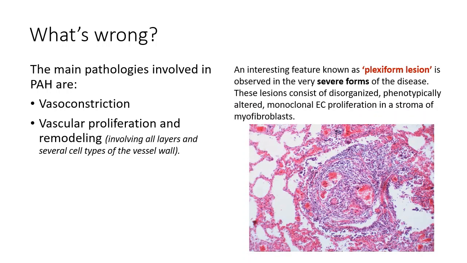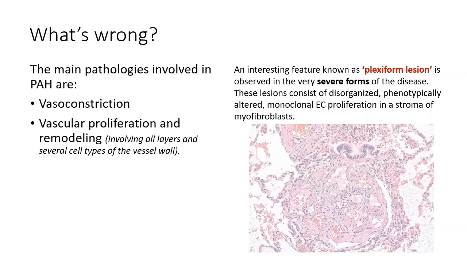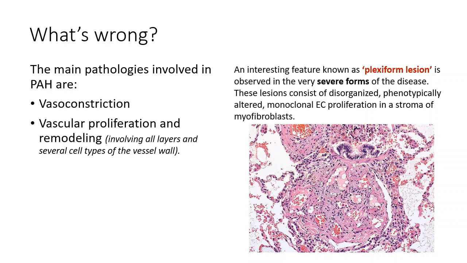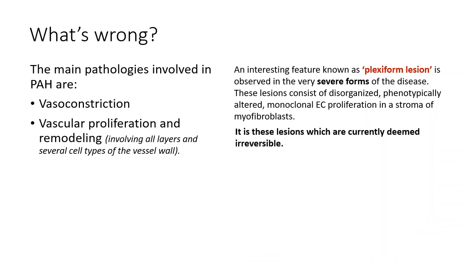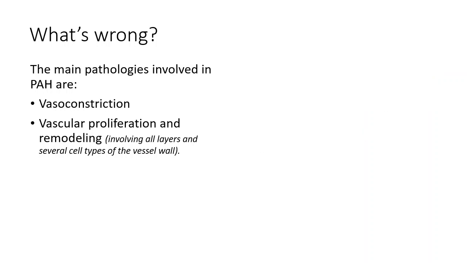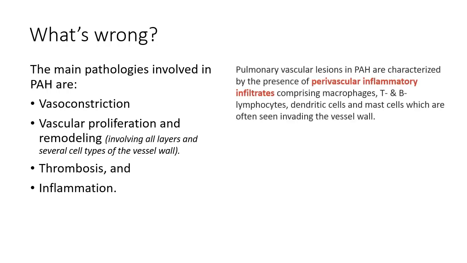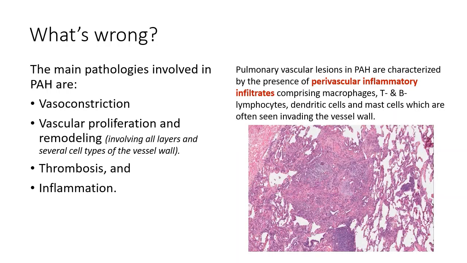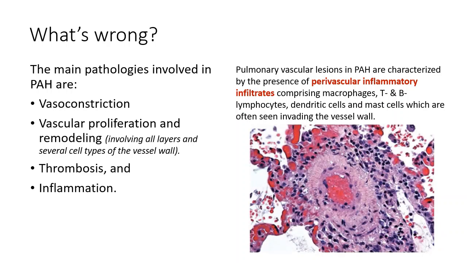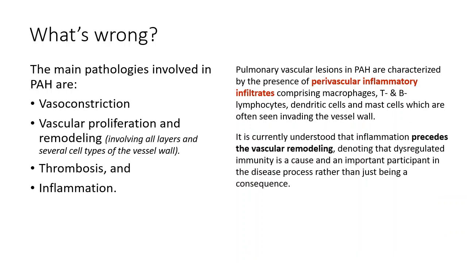An additional feature observed in the very severe forms of the disease is the plexiform lesions. These lesions consist of phenotypically altered endothelial cells and a stroma of myofibroblasts. It is actually these lesions which are currently deemed irreversible. The other pathologies involved are thrombosis and inflammation, which is characterized by perivascular inflammatory infiltrates, often seen invading the vessel wall. It's currently understood that inflammation precedes the vascular remodeling, denoting that dysregulated immunity actually participates in the disease process rather than just being a consequence.